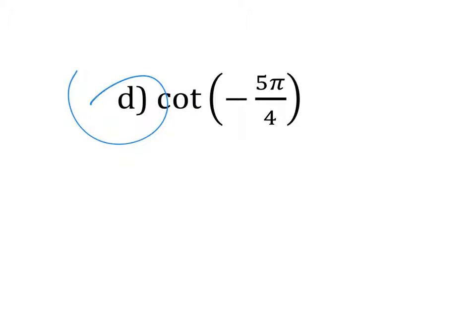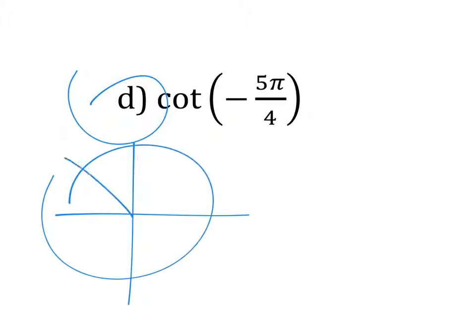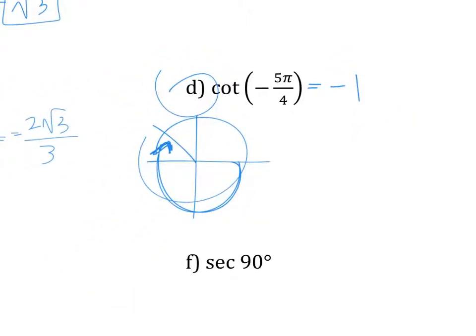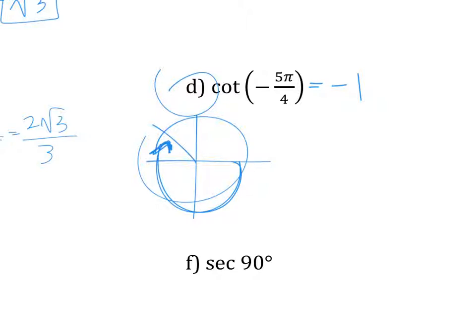I will check it. Negative 5 pi over 4 is going to be here because you're going to go this way up to 5 pi over 4. So that's actually going to be 3 pi over 4. So this is going to be negative 1. Okay, if you're not sure, then take out your unit circle and look at it for now until you're really familiar with it and you can memorize it.